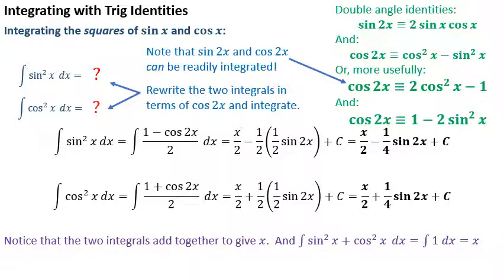You might notice that if you add these two integrals together, the minus a quarter sine 2x and the plus a quarter sine 2x cancel each other out, and we're left with x over 2 plus x over 2, which is just x, plus a constant, potentially, which will be the sum of the two constants from the two separate integrals. And it makes sense that we should get a total of x, because if you add the two integrals right at the beginning, you're integrating sine squared x plus cos squared x, which is the same as integrating the number 1, and that should give you x, or x plus c.